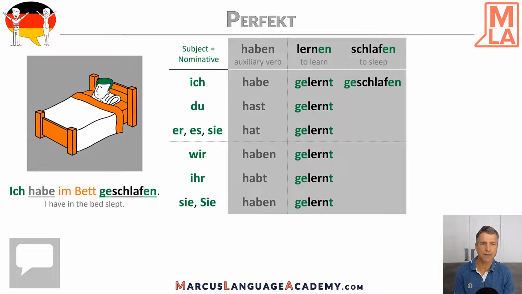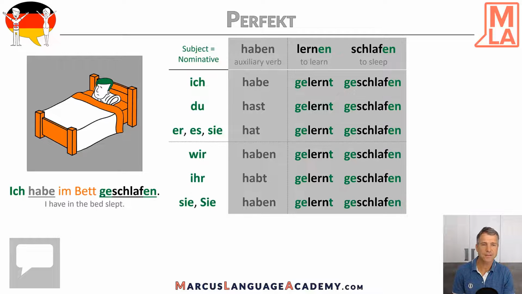Okay? As well, we have some irregular, no, it's not irregular, but the participle also could end in en, in the case of schlafen. So, ich habe im Bett geschlafen. I have in the bed slept. So, instead of t at the end in the participle, we have en. That also could be. So, ich habe geschlafen. The good thing is, the rest doesn't change, so we do the same like with the regular t ending. So, du hast geschlafen, er hat geschlafen, wir haben geschlafen, ihr habt geschlafen, sie haben geschlafen.